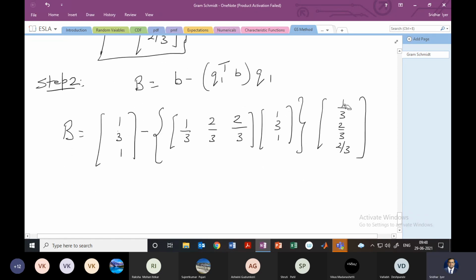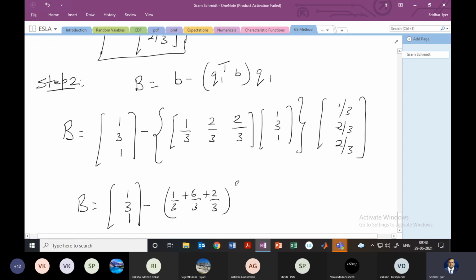We write this in this format: 1 by 3, 2 by 3, and 2 by 3. So B will be 1, 3, 1 minus. If you multiply this, this will be 1 by 3 plus 2 into 3, 6 by 3, plus 2 by 3. That is the multiplication, and it will multiply with 1 by 3, 2 by 3, and 2 by 3.